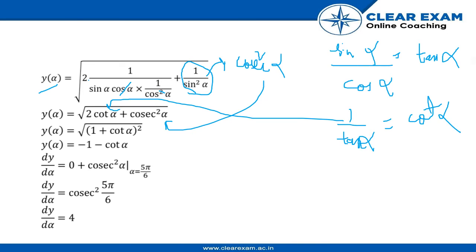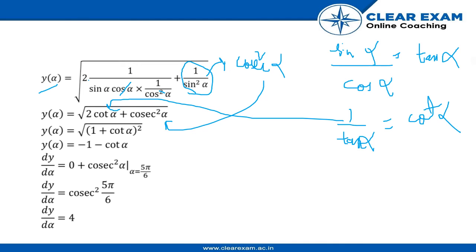this can be transformed as under root of 1 plus cot alpha whole square. Now we are going to open the brackets. The value is going to be coming out in plus and minus, but we are going to consider minus because of the range given to us of the alpha.